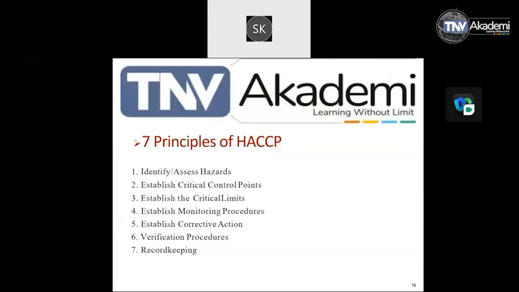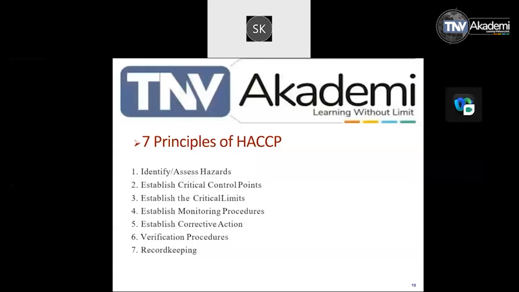Once the critical limits are established, you have to monitor whether the critical limits are at their acceptable level or not. So you have to monitor as per the frequency, as per the defined procedure, or as per the risk assessment, because on the basis of the risk assessment, a critical limit can be more hazardous or less hazardous. So you have to make the risk assessment accordingly, and do the monitoring procedure according to the risk parameters. And the fifth is establish corrective action.